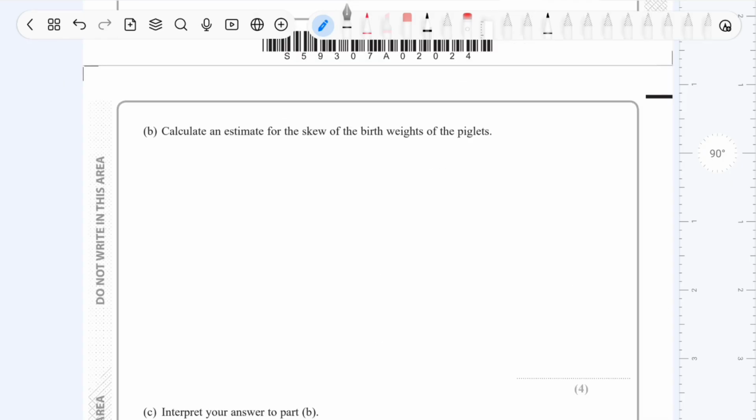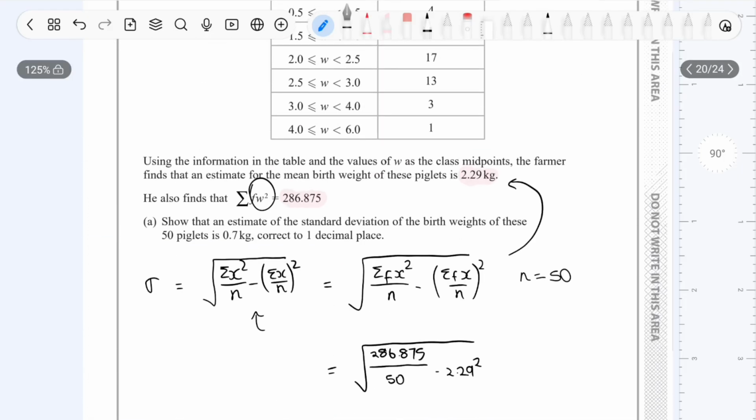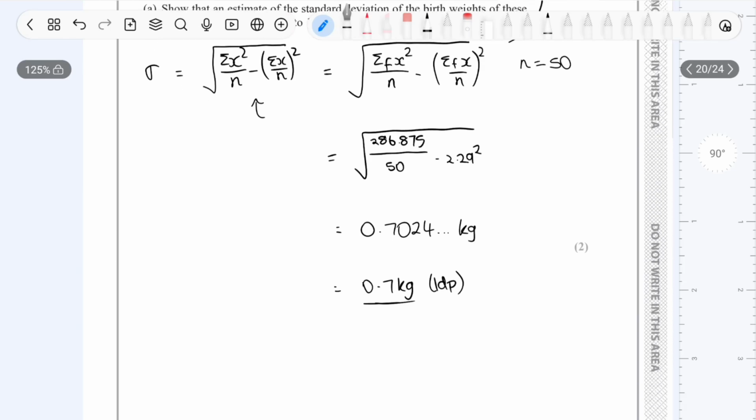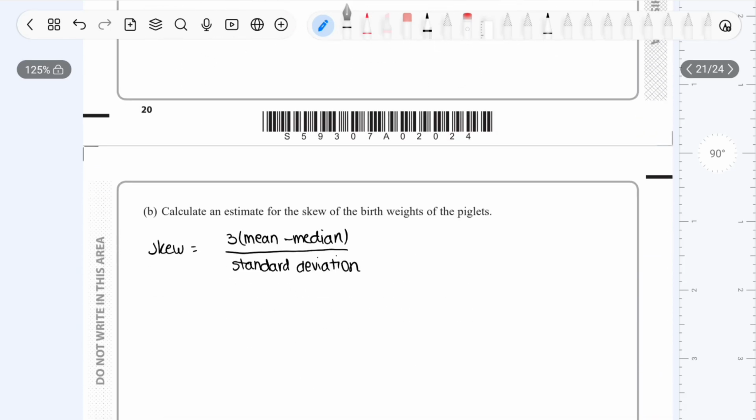Calculate an estimate for the skew of the birth weights of the piglets. Go to your formula booklet and you'll know that the skew is equal to 3 lots of the mean minus the median, divided by the standard deviation. Look to our question here where we're given all of our data. We've got the mean here. We've got the standard deviation now to one decimal place. What do we not have? Well, we haven't got the median. So we're going to have to find that now.